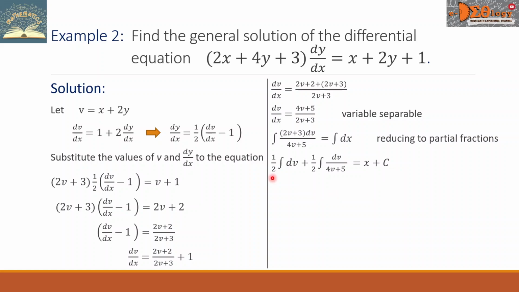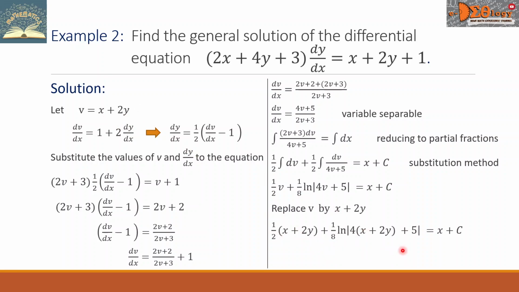We know how to get the integral of 1/2 times integral of dv. For the second integral here, we will apply the substitution method. So our next equation will be like this: 1/2 times v plus 1 over 8 times the natural log of the absolute value of 4v plus 5 equals, the right side same, x plus c. Then we go to step 2 by replacing v by the value x plus 2y. So it becomes like this.